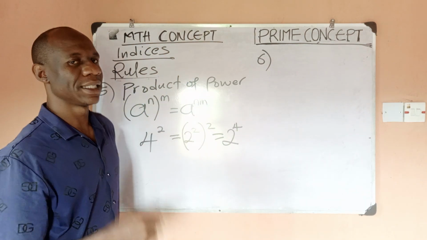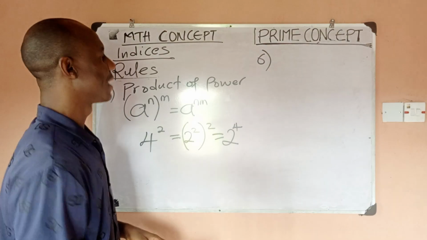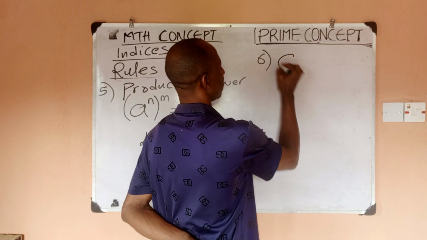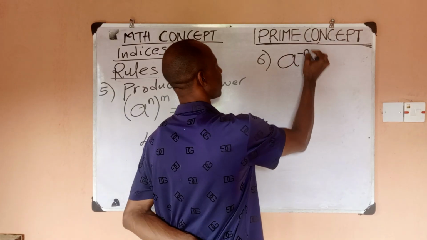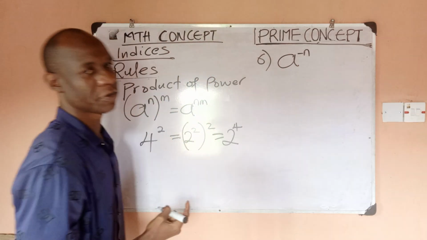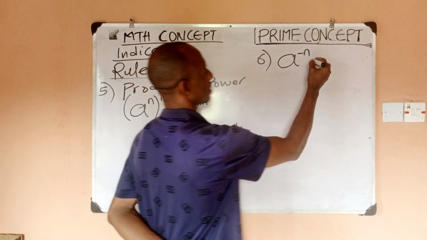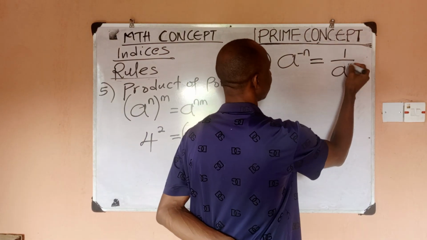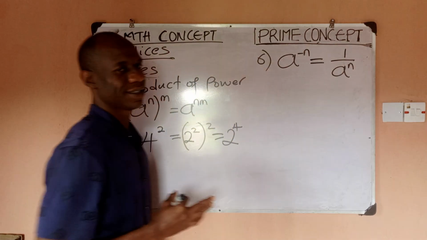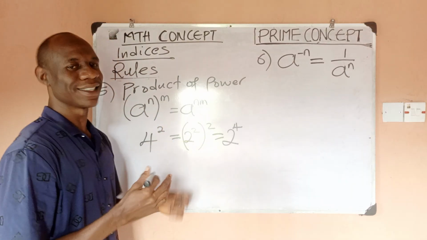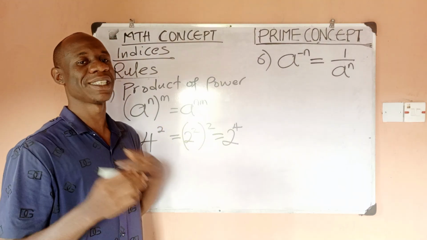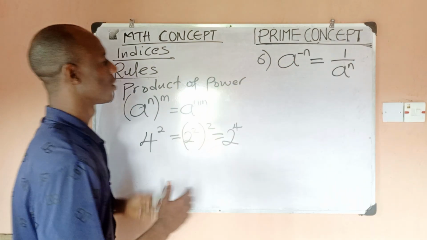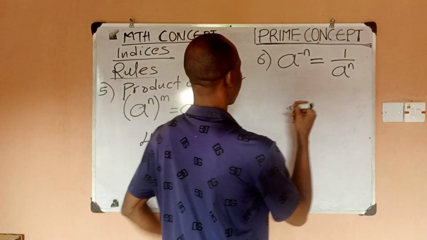Negative index rule. Say I have a raised to power minus n. So you can say I have a negative power. This can actually be written as 1 all divided by a raised to power n. This is true and very important, especially when you're dealing with differentiation. So you'll be needing this as well.